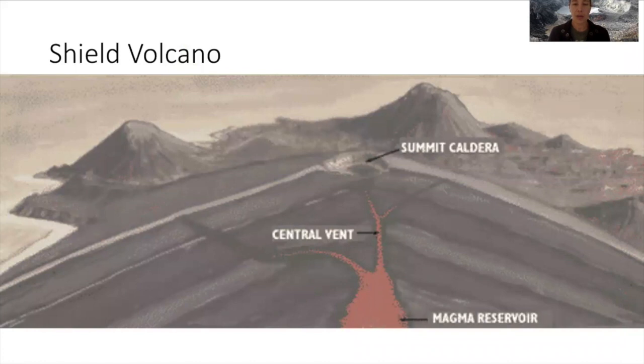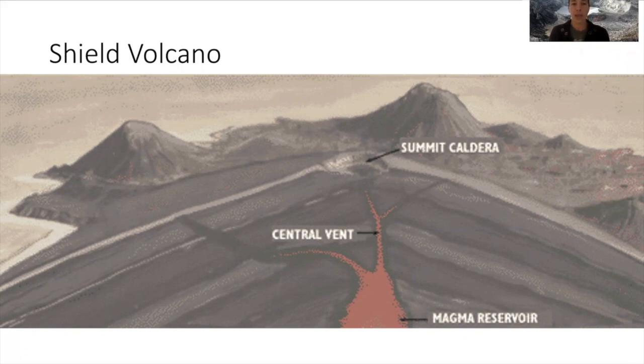Shield volcanoes are broad, dome-shaped, massive volcanoes. They are by far the biggest volcano type that we have on our planet. And Olympus Mons, not on our planet, but on Mars, is a shield volcano as well. And it is significantly larger than every volcano here on Earth.